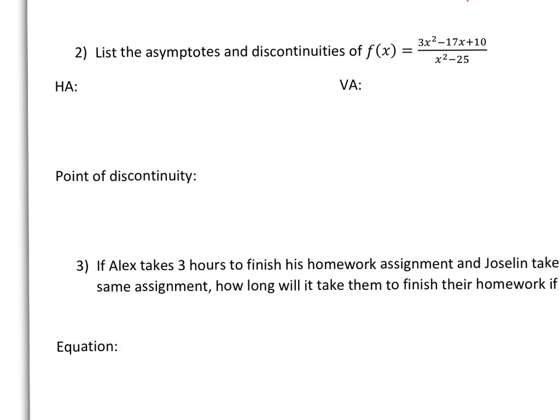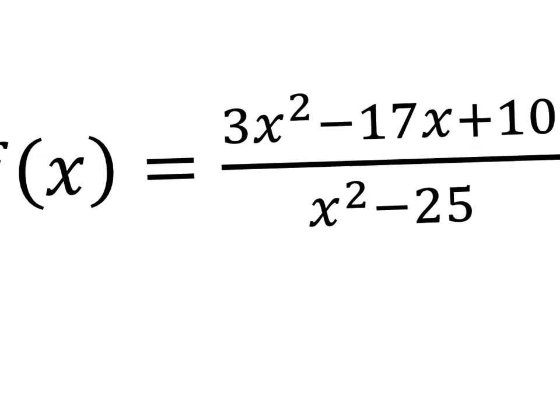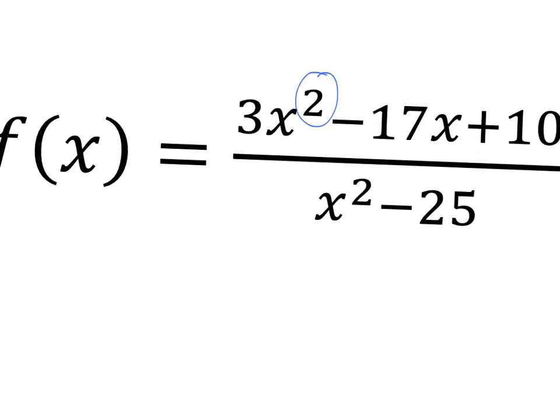Number 2 asks us to list the asymptotes and discontinuities of 3x squared minus 17x plus 10 over x squared minus 25. Whenever you're trying to find both asymptotes and discontinuities, the first thing we need to do is look for the horizontal asymptotes. Those are the y equals. So the horizontal asymptotes are done by comparing the degree of the top with the degree of the bottom. The top of this equation is degree 2, and the bottom of this equation is also degree 2.